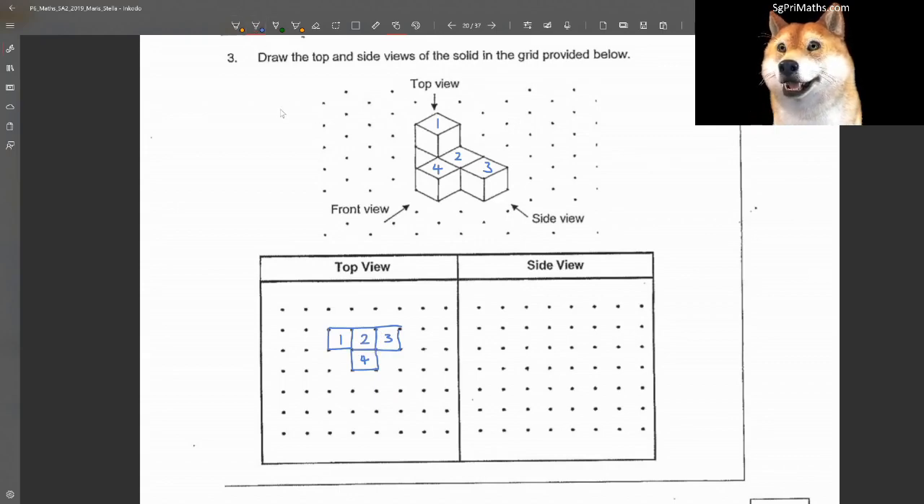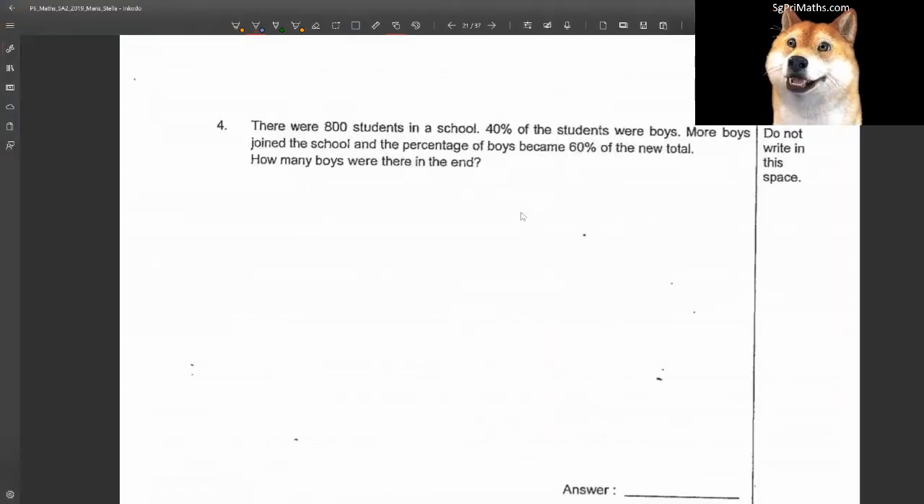Okay, then let's draw the side view. Side view is looking through here, so this is maybe the first block, second block, and third block. First block is here. The third block is to the right side of the first block. The second block is on top of the third block. And that's it.